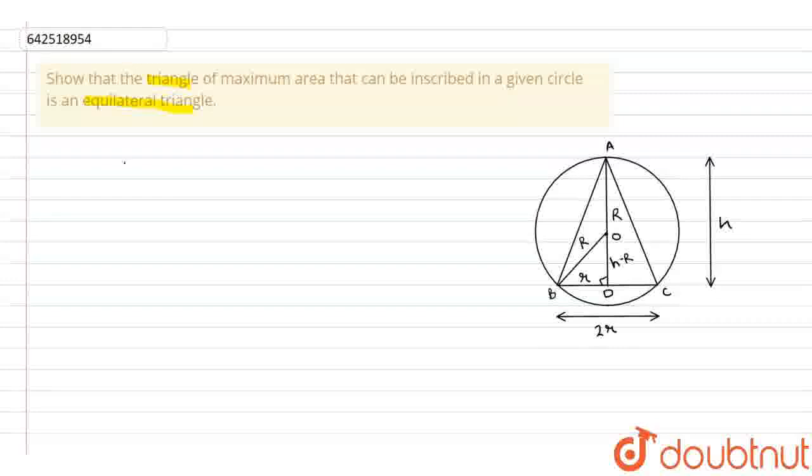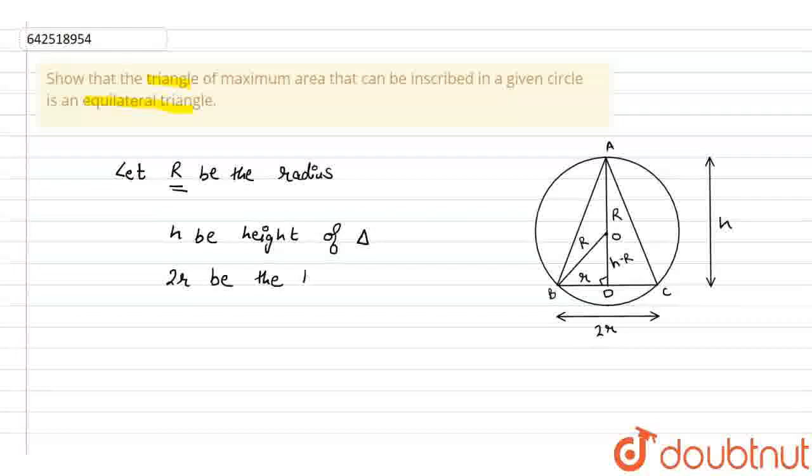What we'll do is we'll let R be the radius of the circle. So R be the radius. This is capital R. And small h be the height of the triangle, and 2r be the base of this triangle. Note this is small r.